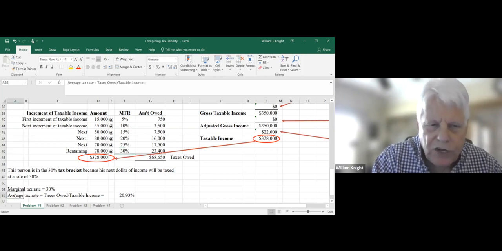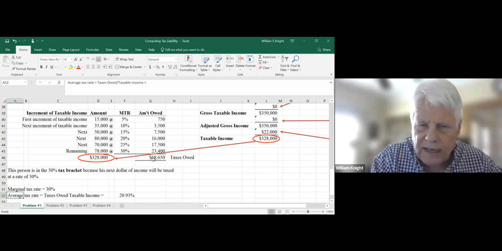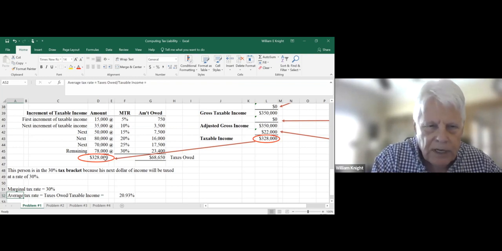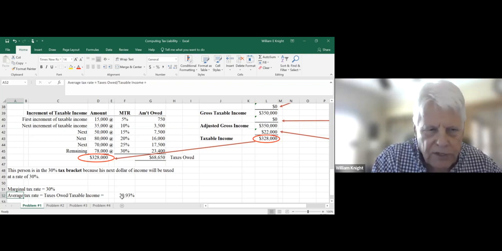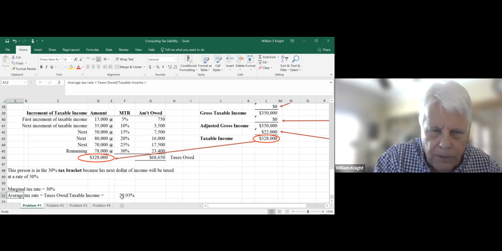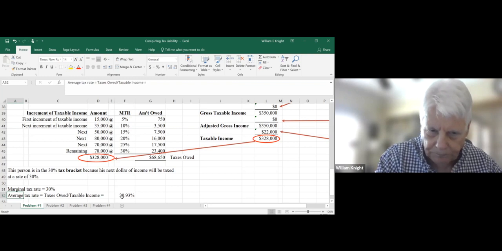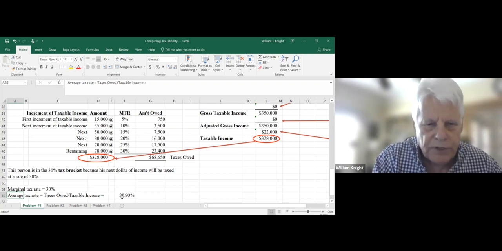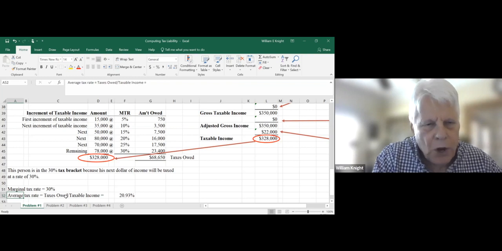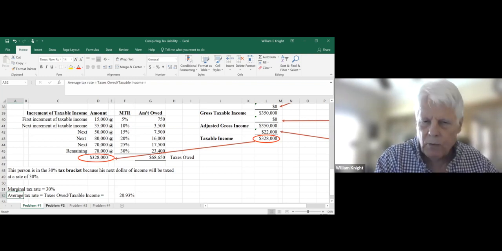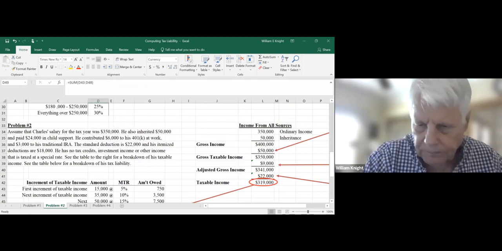But now let's look at the average tax rate. The average tax rate for this guy is computed as the taxes owed divided by taxable income. The taxes owed was $68,650. The taxable income, $328,000. That amounts to 20.93%. So his marginal tax bracket is 30%. His average tax rate, 20.93%. So let's go to problem 2. And in problem 2, it's going to be very similar, but we're going to add a few layers of complexity here.